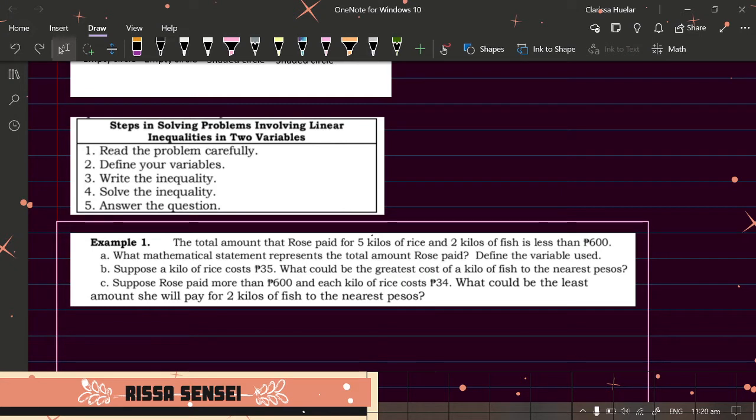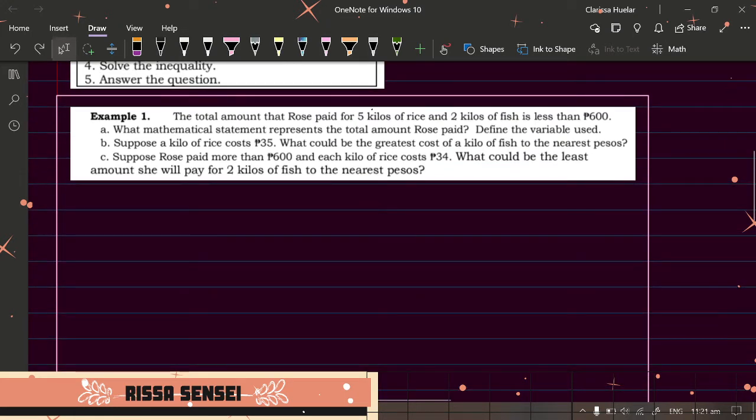First, of course, you have to understand the problem. Read the problem carefully. Then, define your variables. Halimbawa, you let X be the number of pencils, then let Y be the number of pad papers. So, yun yung variables niya. Number 3 is to write the inequality. Kailangan meron tayong mathematical sentence. Number 4 is, of course, to solve. You have to show your solution. And number 5 is to answer the question.